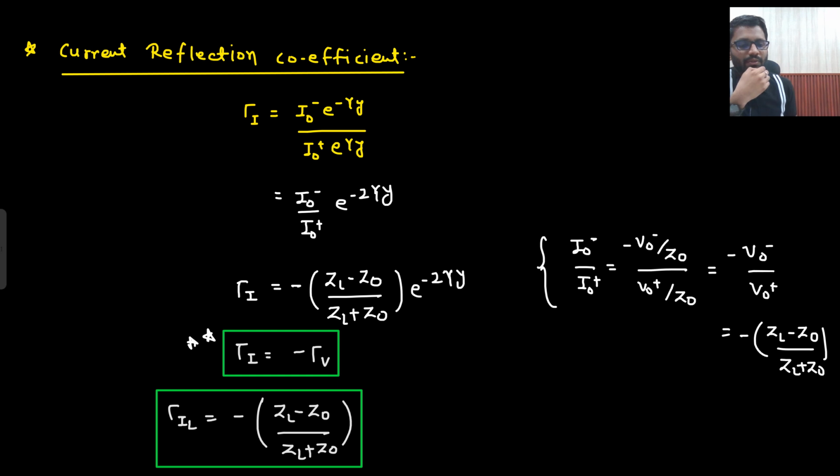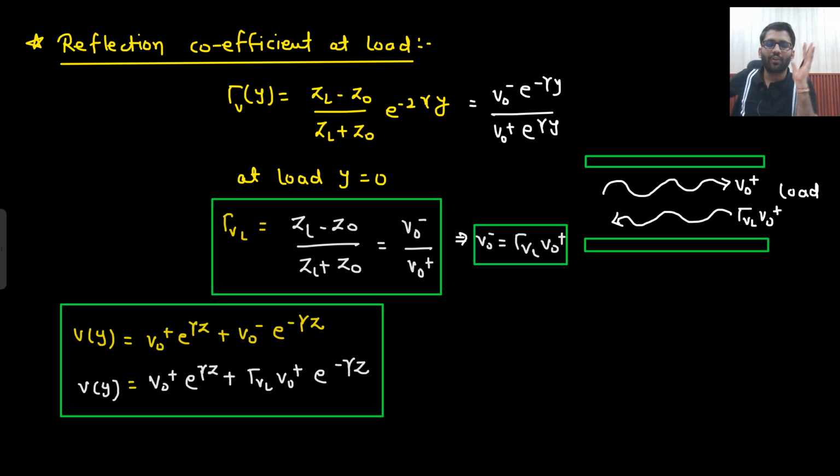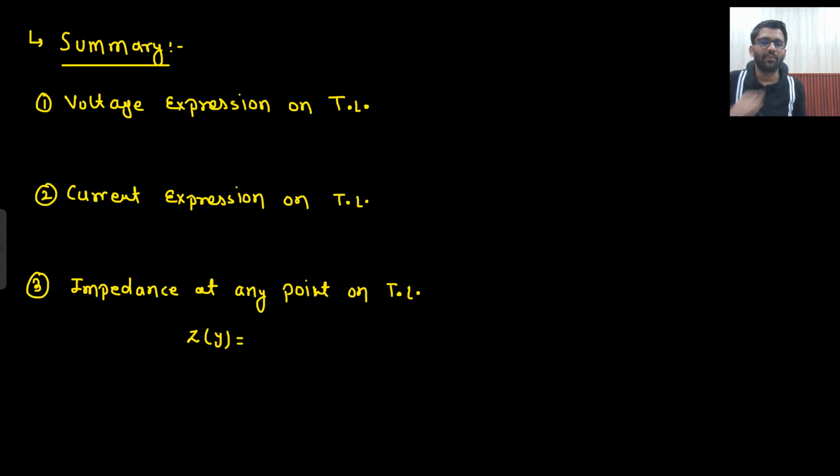So in reflection coefficient, what all you need to remember? The formula of reflection coefficient: ZL minus Z0 upon ZL plus Z0 e to the power minus 2 gamma y, where y is the distance from load. Then at the load y equals 0, so ZL minus Z0 upon ZL plus Z0. And the voltage reflection coefficient is the negative of the current reflection coefficient. Only three things you need to keep in mind. And this also you can keep in mind, that ZL minus Z0 upon ZL plus Z0 is equal to V0 minus divided by V0 plus. Is that clear to you?